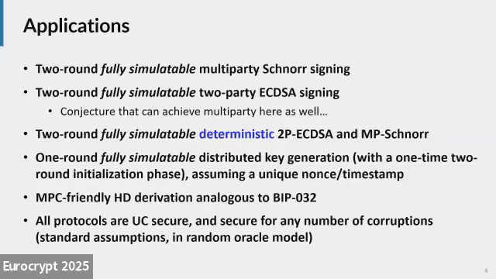And all the protocols that we have for this are UC secure. They're fully simulatable, secure for any number of corruptions, and are under standard assumptions. They do use a random oracle because our constructions for EVRF also use a random oracle. So hopefully I've convinced you that there are many applications. It's a very simple primitive, but it's very, very useful in many, many places.